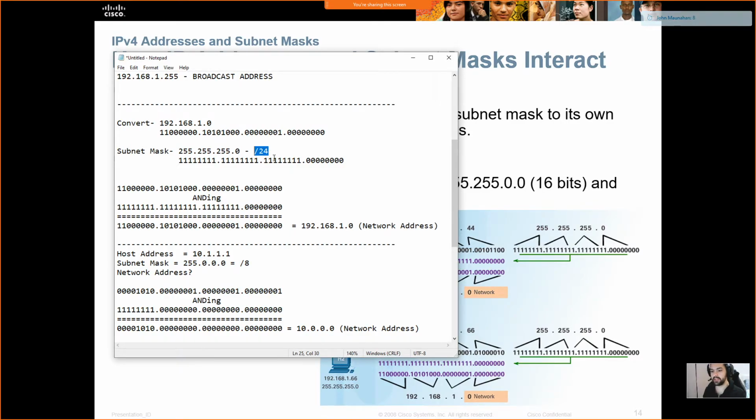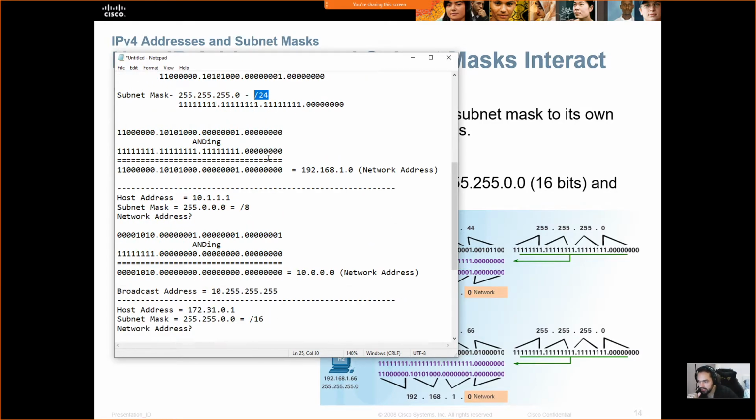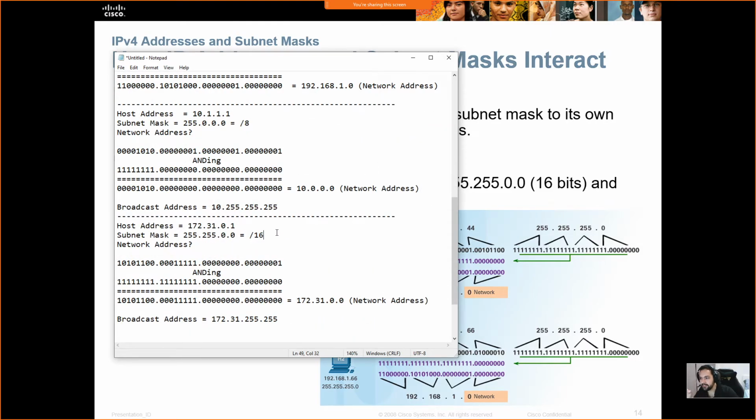So it's everything that is left. If out of the 32 bits I have in IPv4, I use 24 for my network, the other 8 are for hosts. Now, if my subnet mask is /8, how many bits do I have for the hosts? 24. If I have /16, how many bits do I have for the hosts? 16.